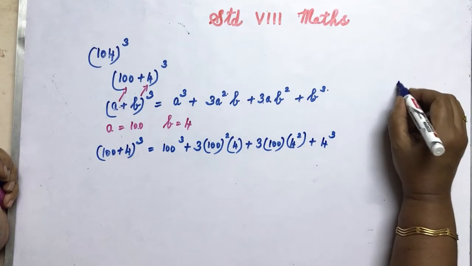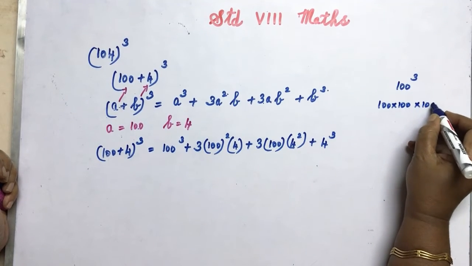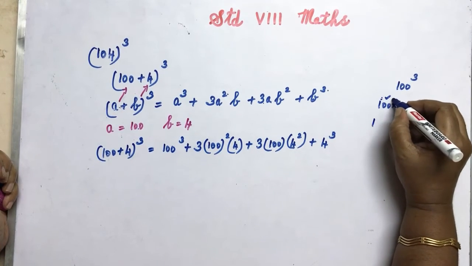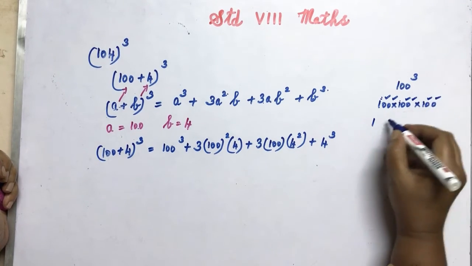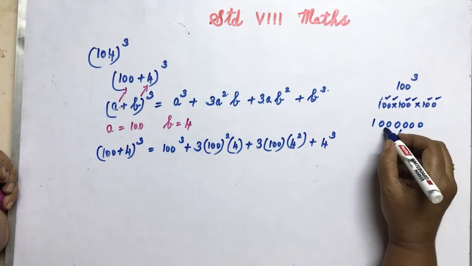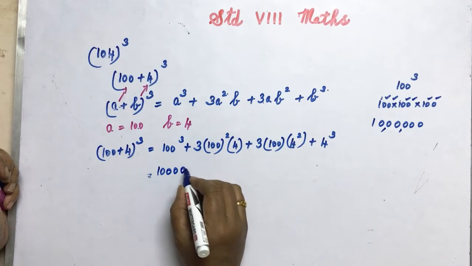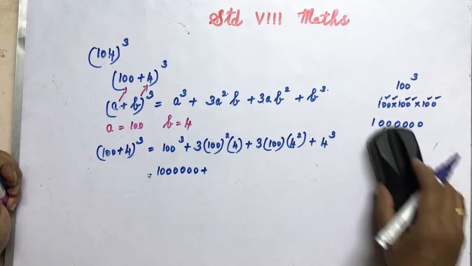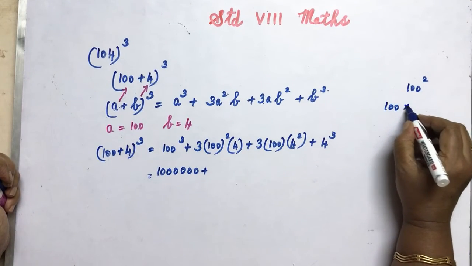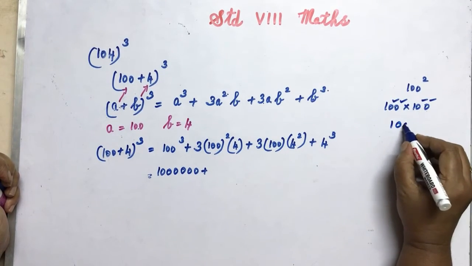Now 100 cube, we should find out the values. So 100 into 100 into 100. Here 1 into 1 into 1 we should multiply, that is 1. Now 1, 2, 3, 4, 5, 6 zeros. Now that is 10 lakhs. Plus, now 100 squared. So 100 squared is 100 into 100. 1 into 1 is 1. Now we should write 4 zeros. So that is 10,000.